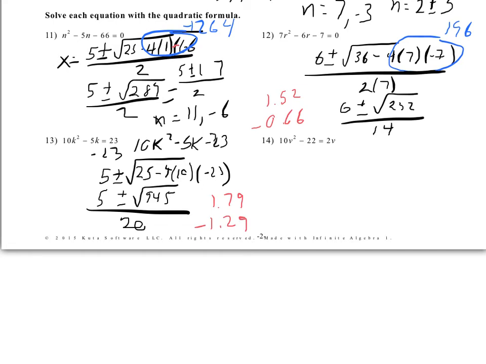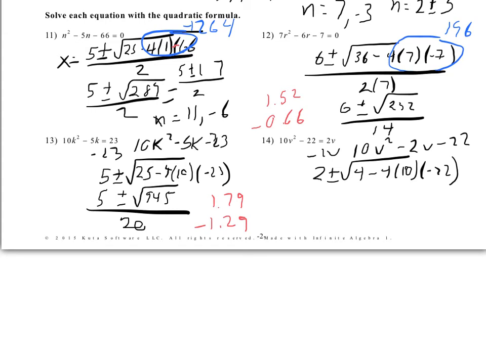Number 14, subtract the 2v over. Again, that's critical. 10v squared minus 2v minus 22. All right, so I should end up with 2 plus or minus the square root of 2 squared is 4 minus 4 times 10 times negative 22, which should come out to be, this comes out to be 880. And then I'll add 4 to that.